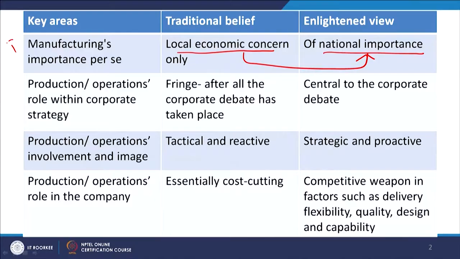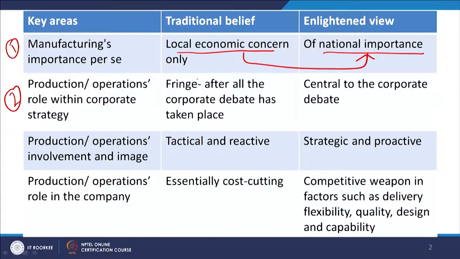The second area is the production operations role within corporate strategy. Within corporate strategy, what is the role of the production and operations function? The traditional view says it was just at the fringe. After all the debate at the corporate level had taken place, you just informed the production and operations people what was to be done. So, they were almost non-existent in the corporate level strategic debates.